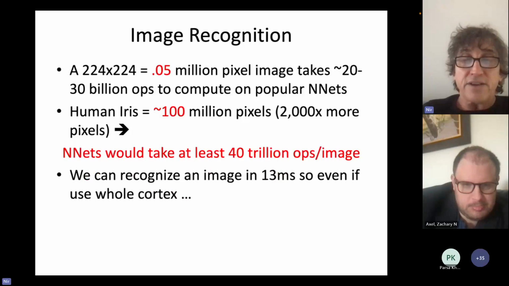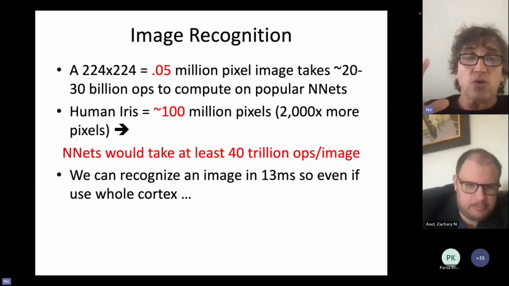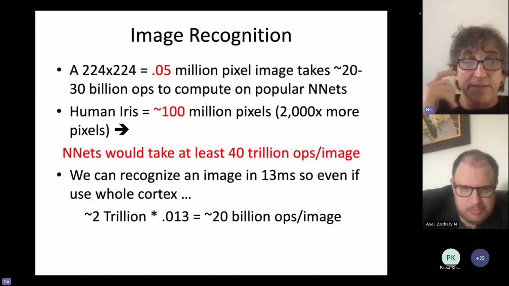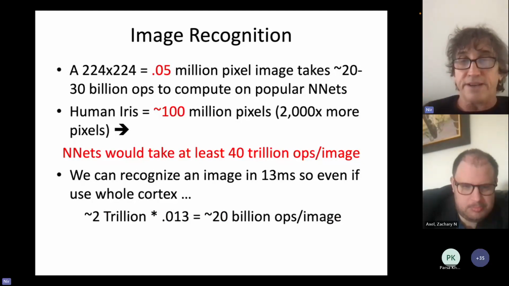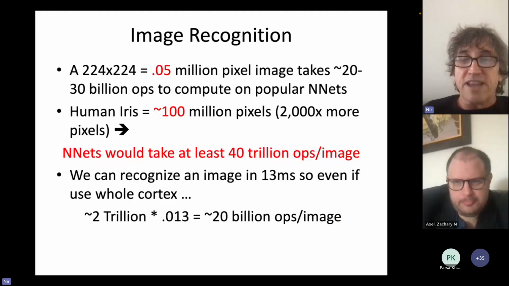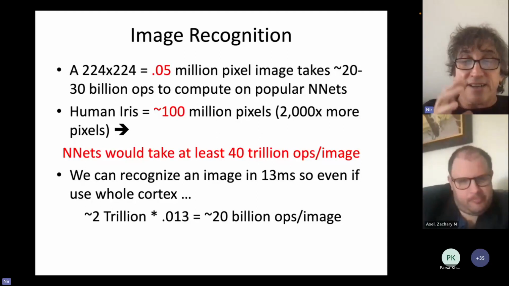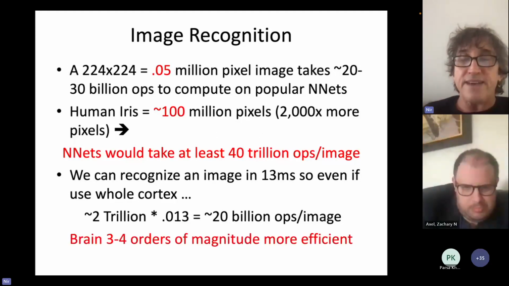So if you want to think about it, we recognize an image in about 13 milliseconds or less. So even if the whole cortex was used for this, that's 2 trillion times 0.13, about 20 billion operations per second. So if you think about it, the brain is 3 to 4 orders of magnitude more efficient in processing images than the neural networks that we're using right now.